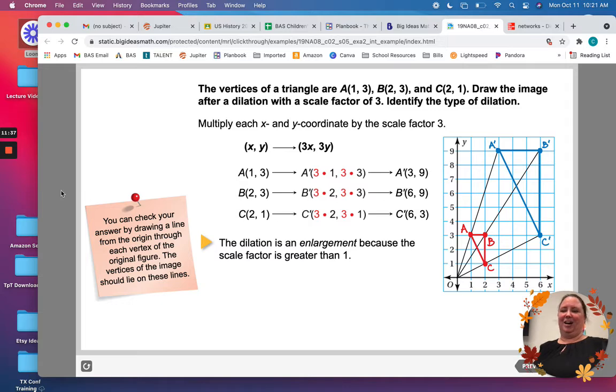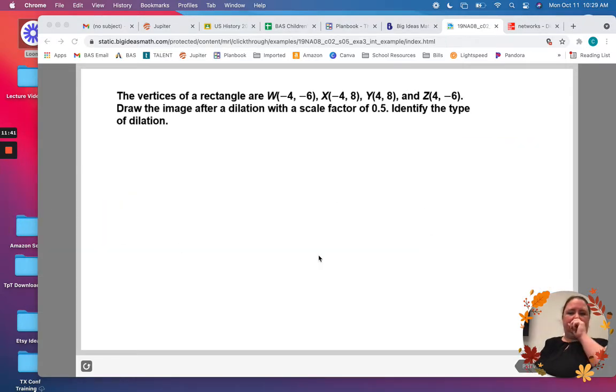All right, I'll give you a few minutes to finish sketching that and then go. Example 3. The vertices of a rectangle, so we have 4 points this time. We're going to draw the image after a dilation with a scale factor of 0.5. What kind of dilation is this going to be? It's called a reduction. Yeah, a reduction. It's a reduction because it's less than a 1. It's less than a whole number.